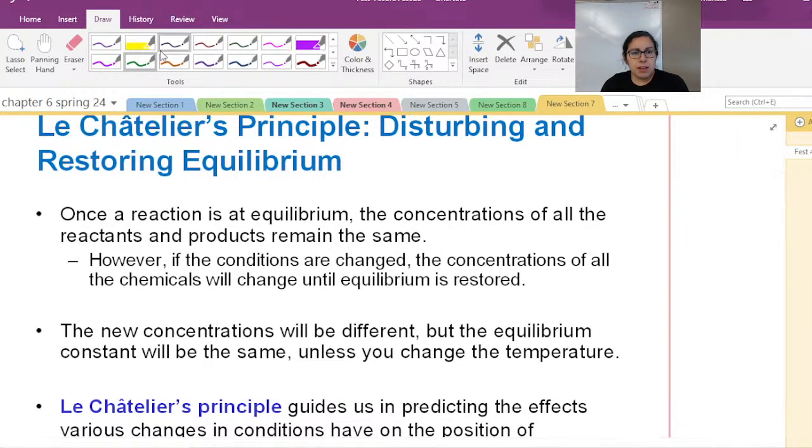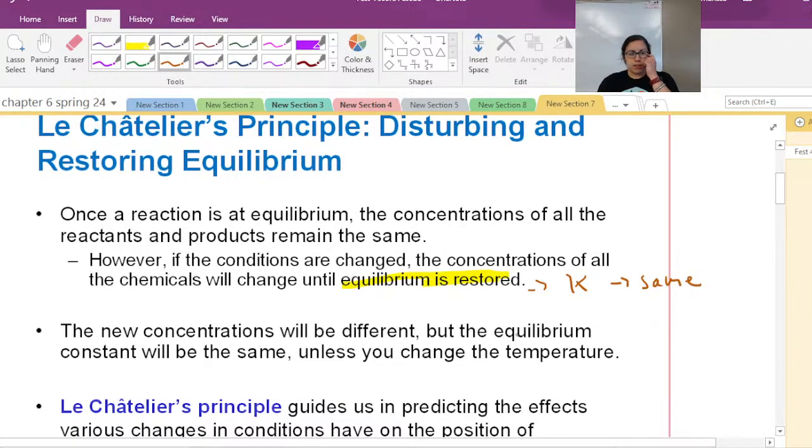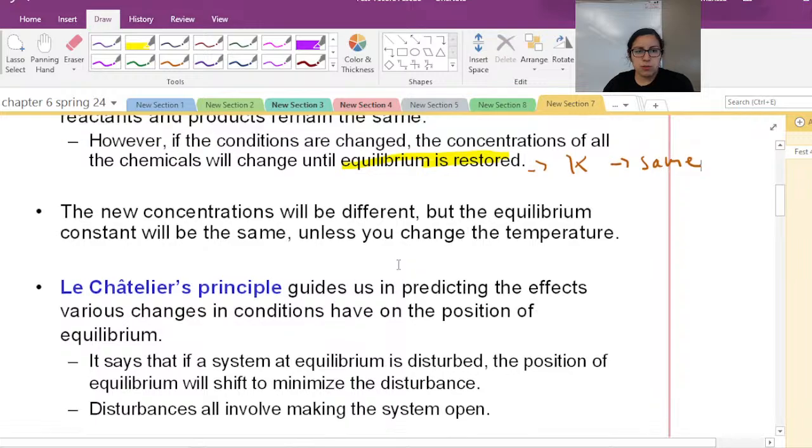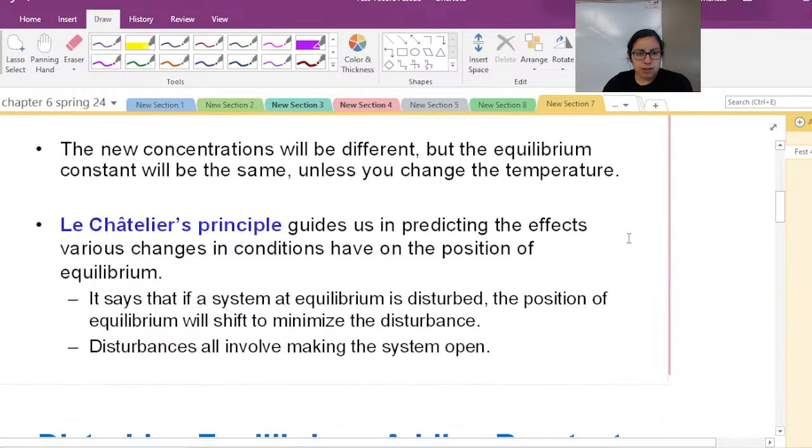No matter what, we could change the conditions, but then our equilibrium is restored. This means that our K is always the same. We might have new concentrations, but again, same equilibrium. What we want to be able to do is predict which way a reaction is going to go depending on what we do to the reactants and products.